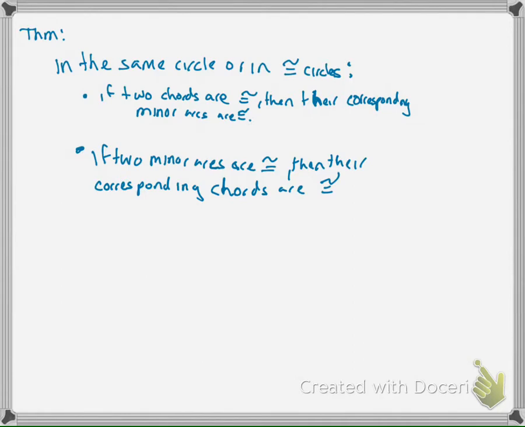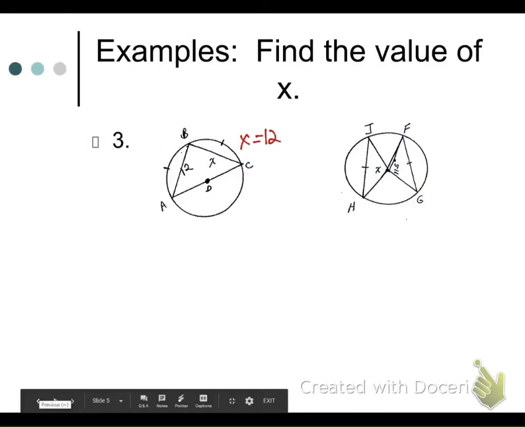So this theorem says in the same circle or in congruent circles, if two chords are congruent, then their corresponding minor arcs are congruent, so the ones less than 180 degrees. And then our other one with this is if two minor arcs are congruent, then their corresponding chords are going to be congruent. Okay, so in our first one we see we had congruent arcs, which meant the chords that correspond to them have to be congruent, which means they both have to be 12.